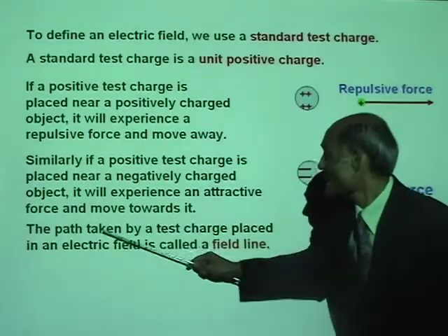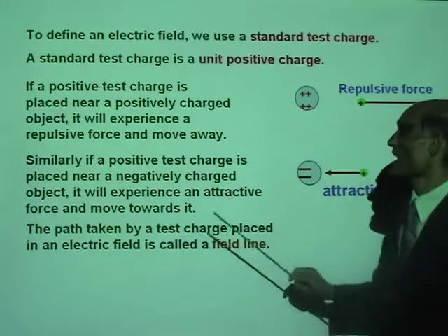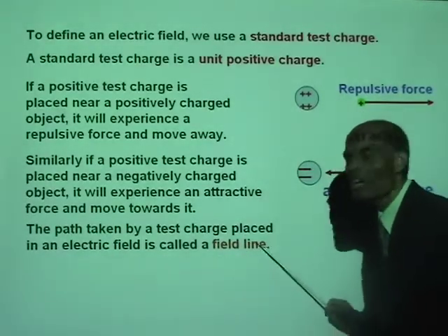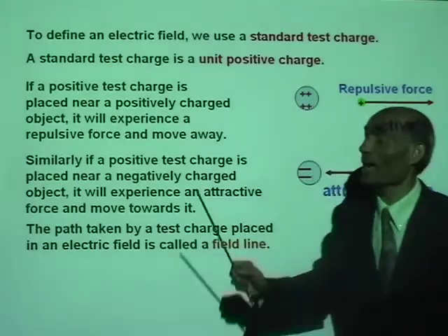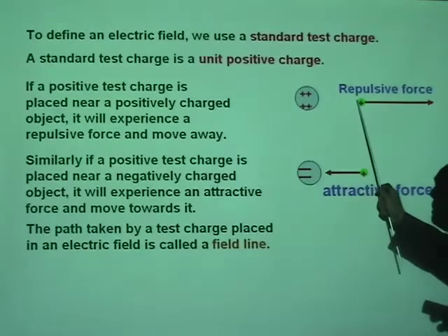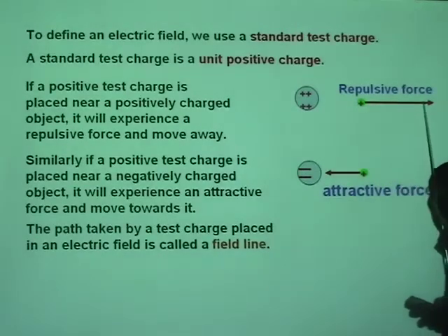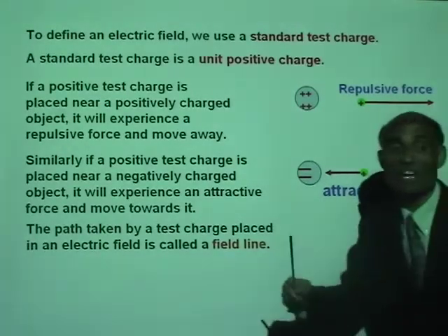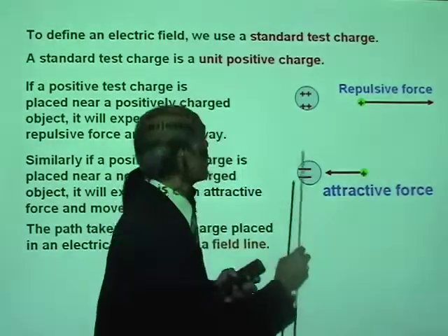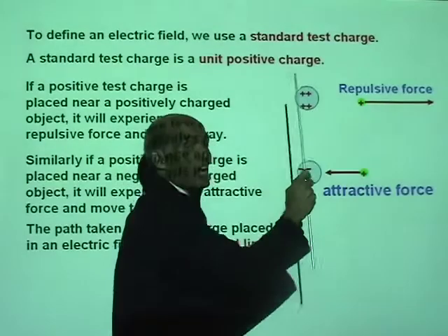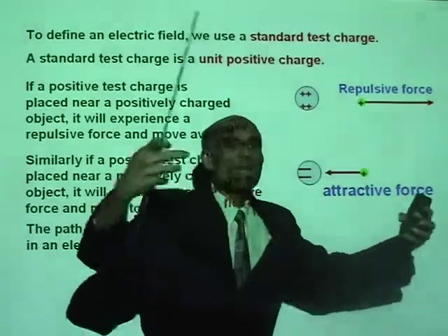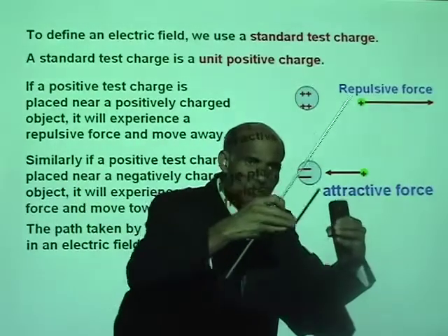The path taken by a test charge placed in an electric field is called a field line. If I now trace the path of this positive charge, which will be that line, this is called a field line. Now tell me, the field lines of a positively charged object, will the field lines be directed away from it or directed towards it?